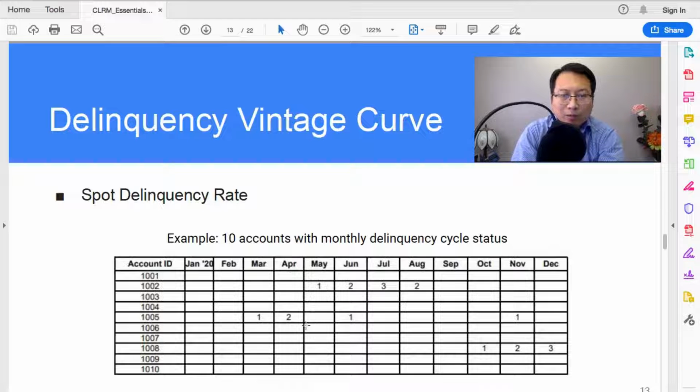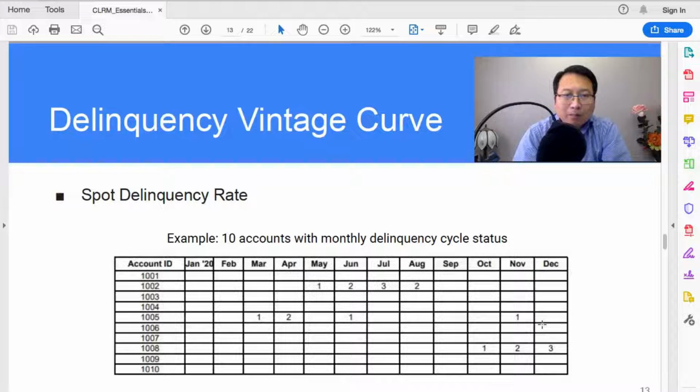Account ID 1005 becomes cycle 1 and 2 in March and April. Then it cashes out with payments, then becomes cycle 1 again in June. Then it pays off, catches up with payment, then becomes cycle 1 again in November. So in this example, that account is probably not very disciplined. It's a habitual late payer, but the customer does have the financial capability, it seems, in a year, so able to catch up with payments 3 times.